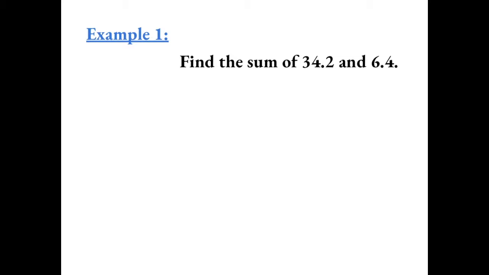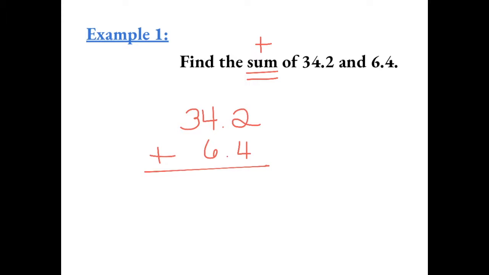So the most important thing when adding and subtracting decimals is to line up the decimals. So we know that sum means we're finding the addition of 34.2 and 6.4. So we're going to set it up and we're going to line up the decimals. And then just add like you regularly would.